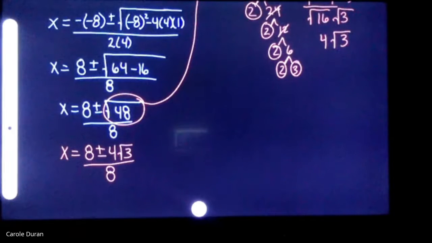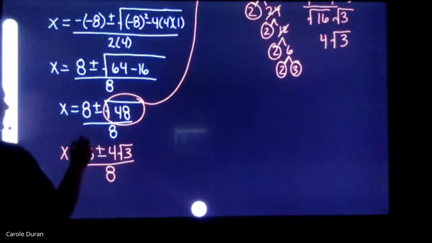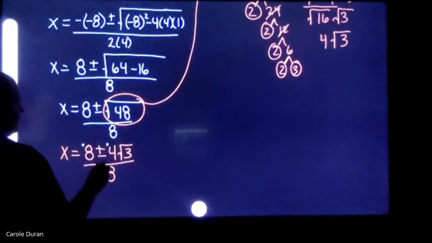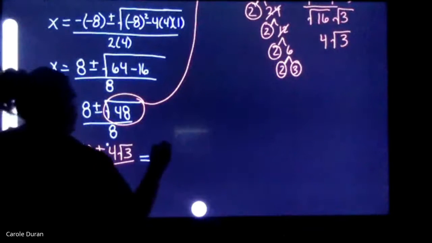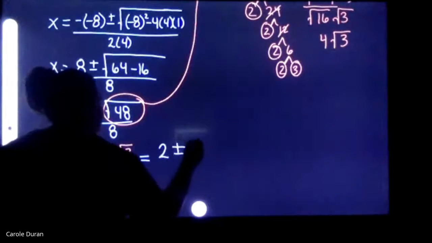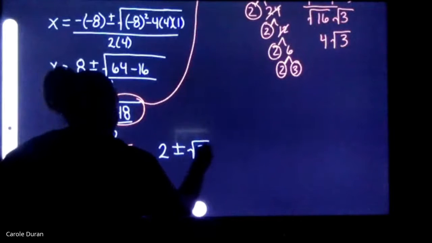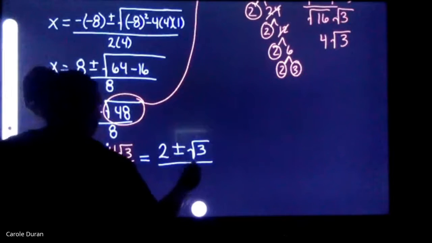Our last step then from here is to simplify if possible. So is there a number I can take out of 8, 4, and 8? Well, yeah, I could take a 4 out of each of those. 8 divided by 4 is 2. 4 divided by 4 is 1. And then 8 divided by 4 is 2.